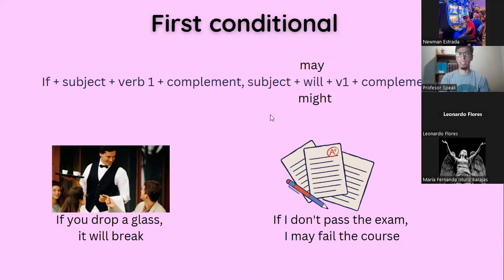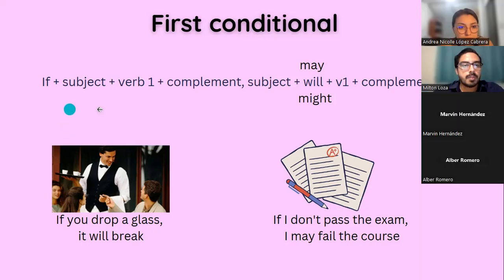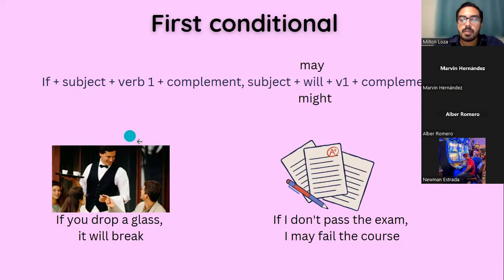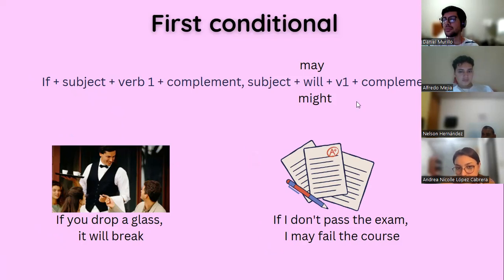Okay, what is the structure, guys? Who can help me read the first conditional structure here? You drop a glass, it will break. Perfect. This example. Good job. And here we have another one. If I don't pass the exam, I may fail the course. Great. Thank you. Okay, that is the structure, guys, that we are going to use for first conditional.